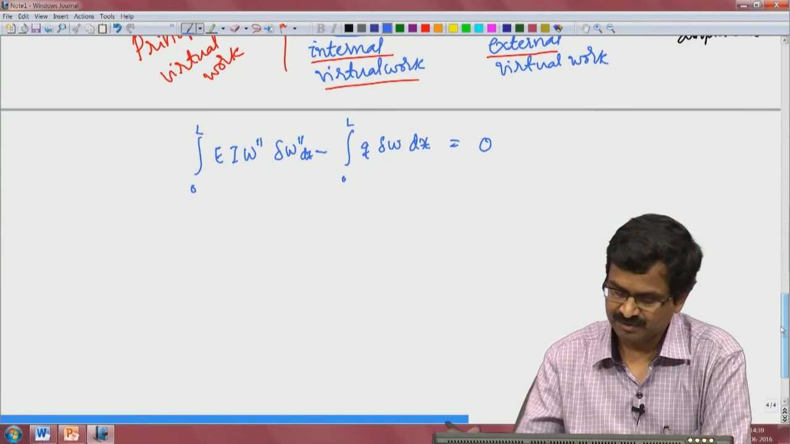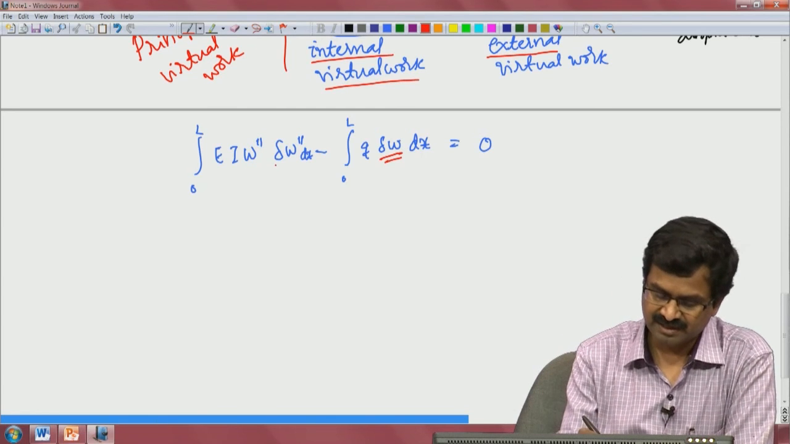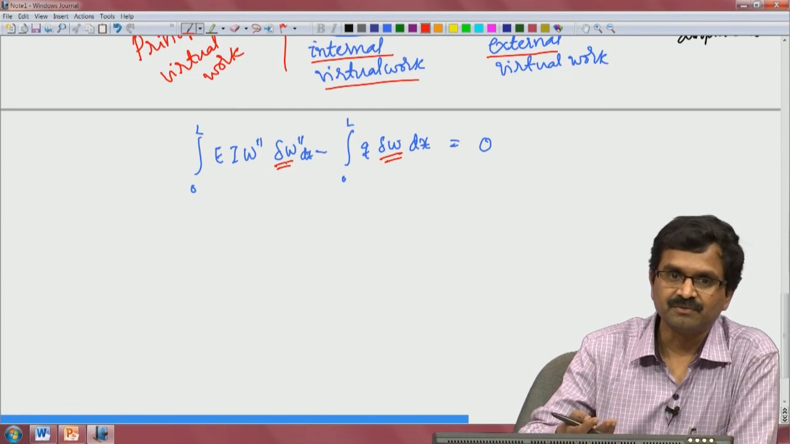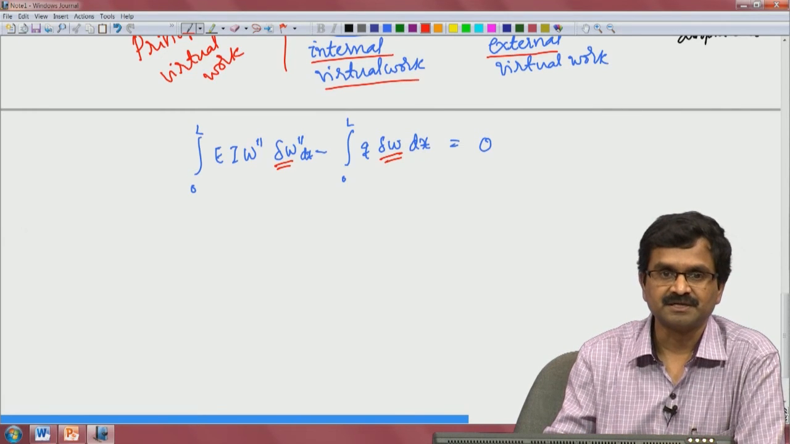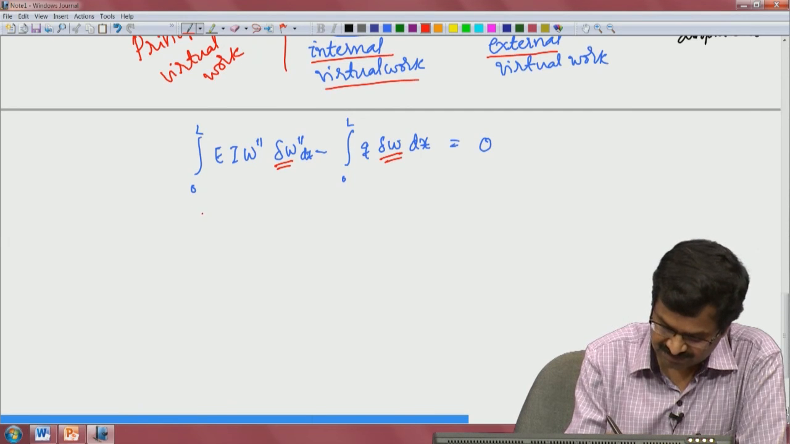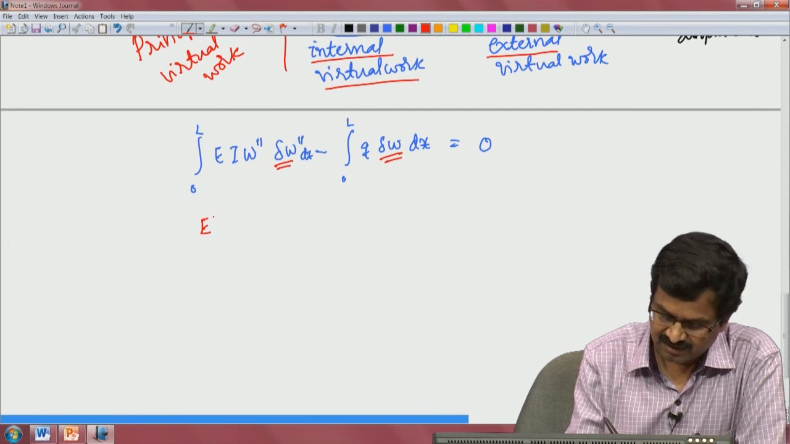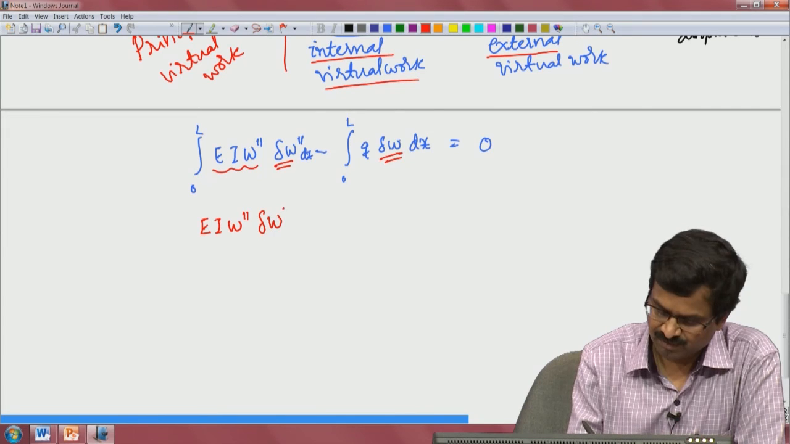Now, because delta W is the one that is arbitrary, we have to get rid of this, meaning we have to do integration by parts, twice, and that gives us the boundary conditions as we had seen earlier. So, if I do integration by parts once, then I will get the first function, that is this thing, integral of the second function, that is delta W prime, that is that.